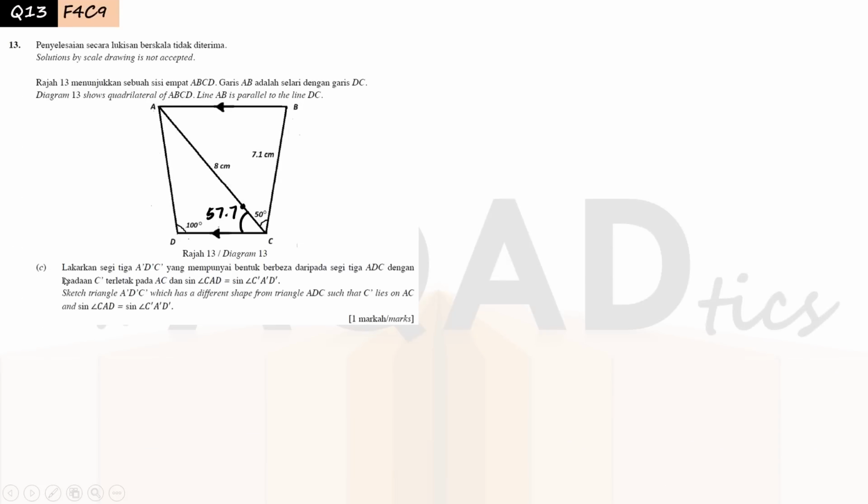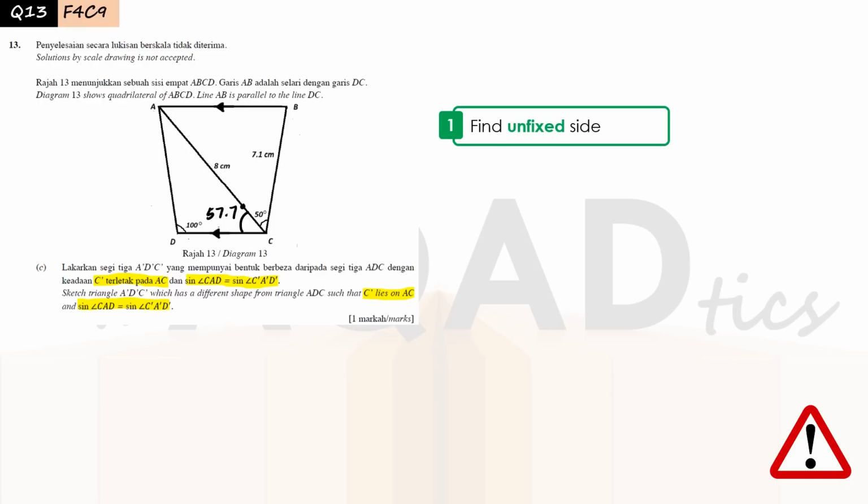And for part C, we need to draw a similar triangle ADC using these conditions. So let's use the 3-step method to draw the similar triangle. The first step is to find the unfixed side. According to this condition, it says that the new point of C lies on the line AC. So if we imagine this new point C is somewhere here, this means that the old point of C will need to change and move to here.